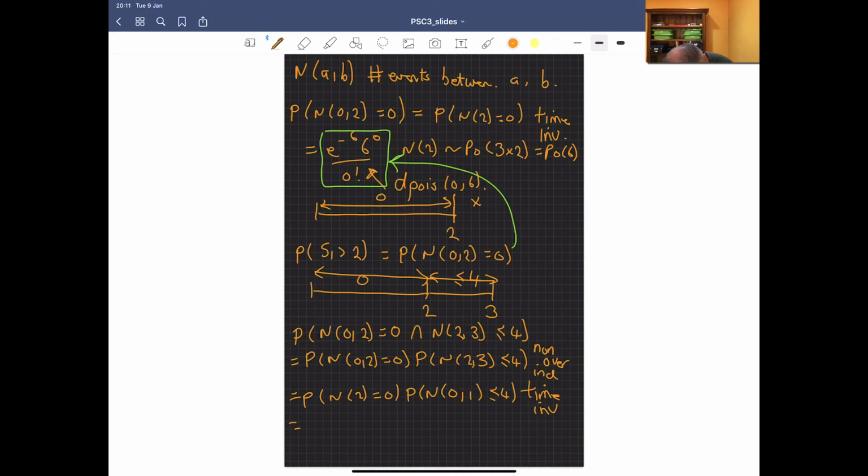So this one we know is dpois(0, 6). What's this one? This is the probability that N1 is less than or equal to 4. So we've got less than or equal, so that's a ppois. We want it to be less than or equal to 4, and the rate is going to be 1 times 3, so 3.